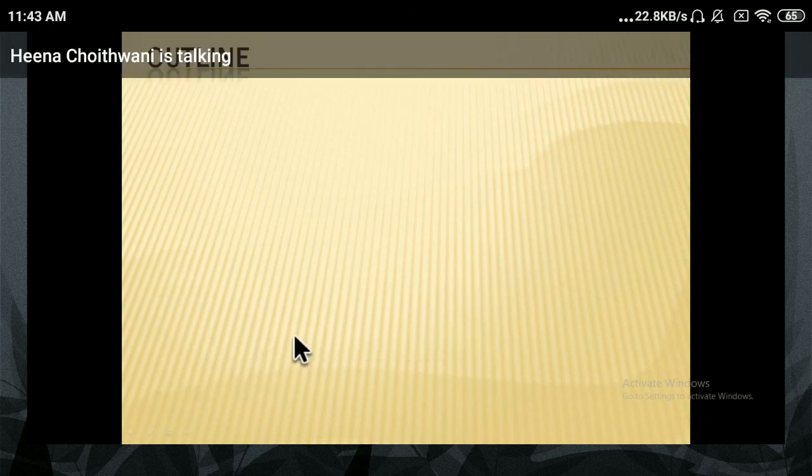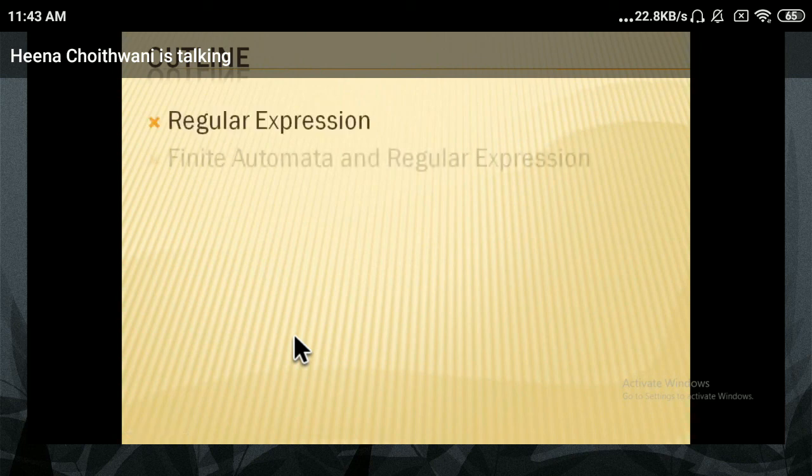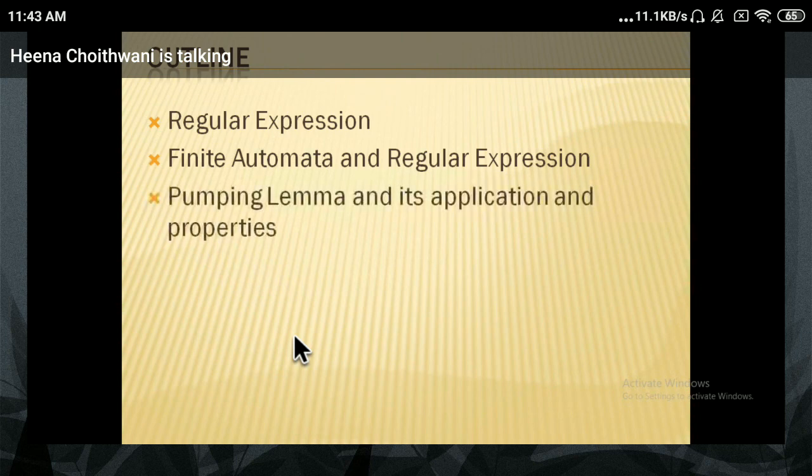This is your syllabus part. So we'll be covering regular expressions. What are the regular expressions? We'll be seeing finite automata and the regular expressions associated to that finite automata. Then we have the pumping lemma and its applications and the properties. So the pumping lemma is a theorem. So we'll be looking at that. And finally, we'll see what is a regular set and regular grammar. So let's look at the definition of regular expression.